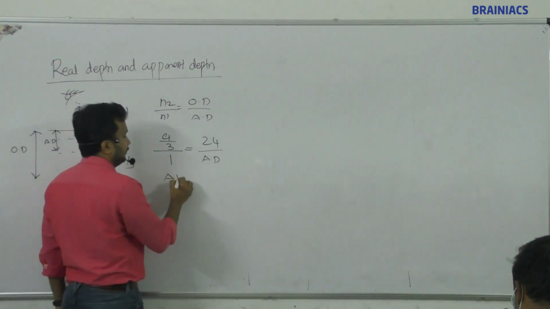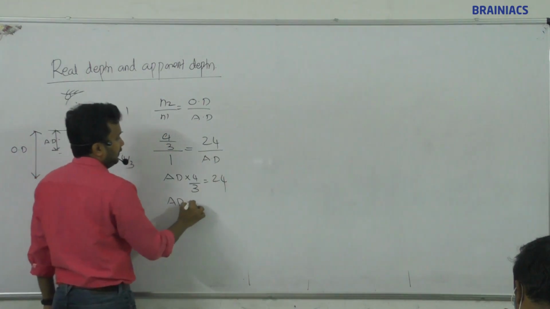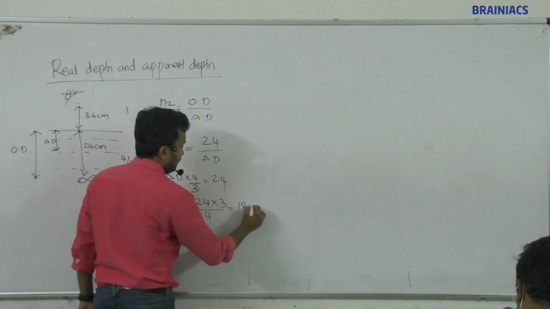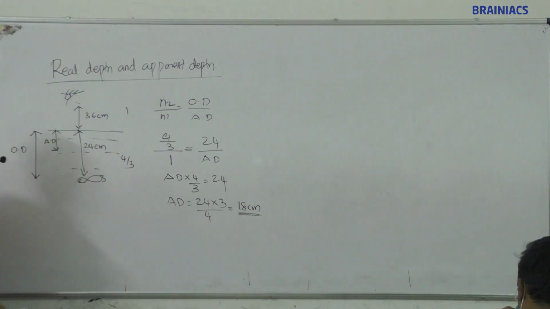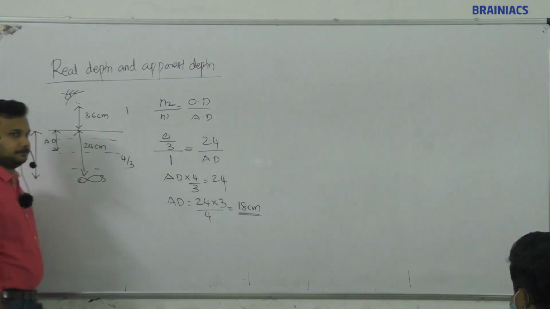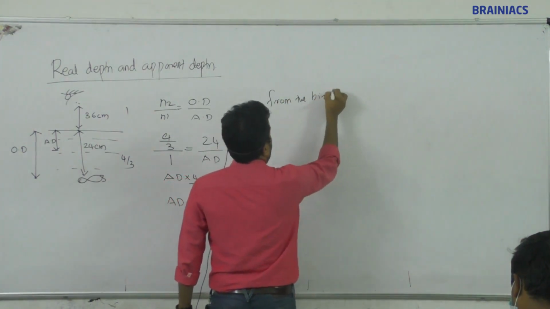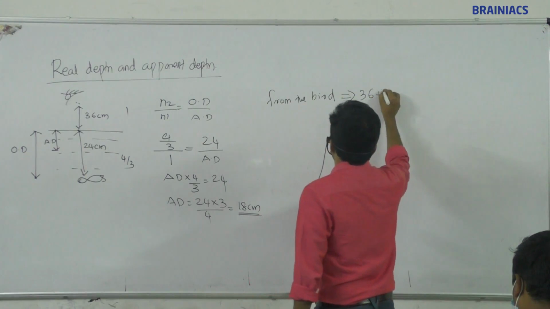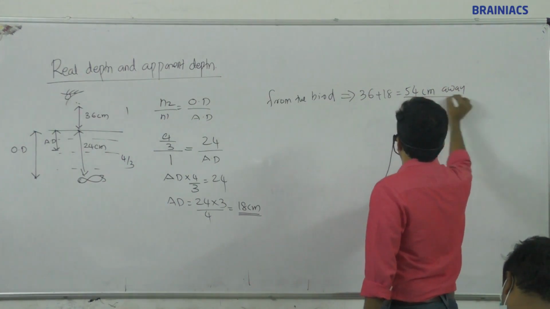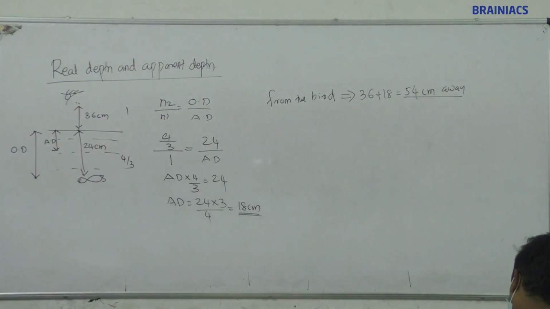So apparent depth into 4 by 3 is equal to 24. Apparent depth is equal to 24 into 3 by 4, 6 into 3, 18 centimeters. So I got the apparent depth 18 centimeter. From the bird, the distance is 36 plus 18, which is equal to 54 centimeter away. Clear?